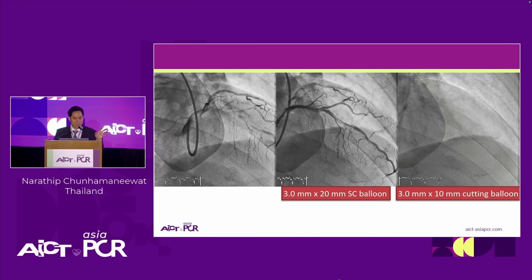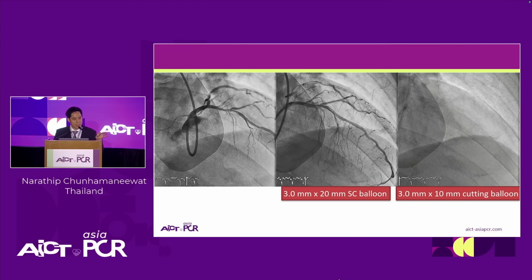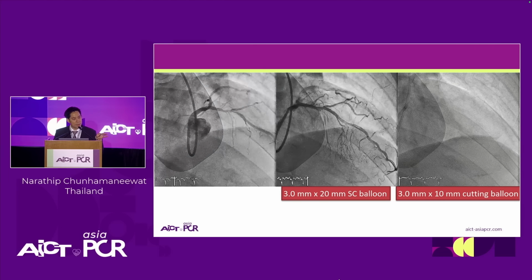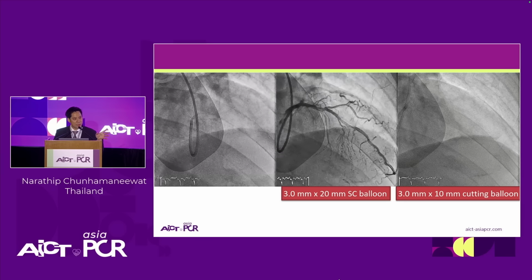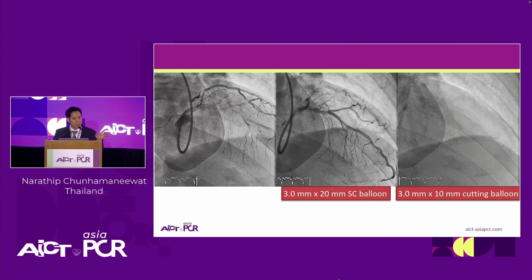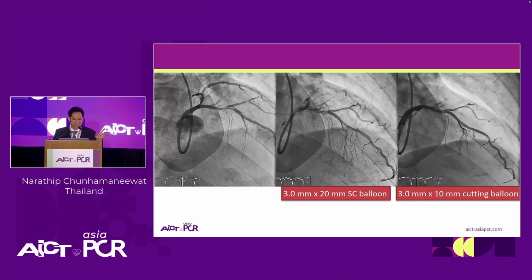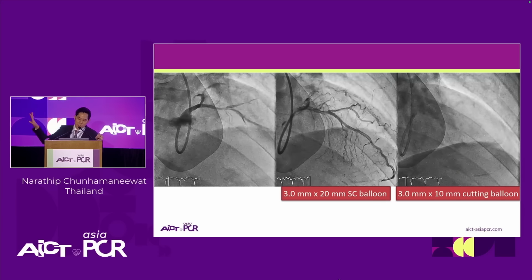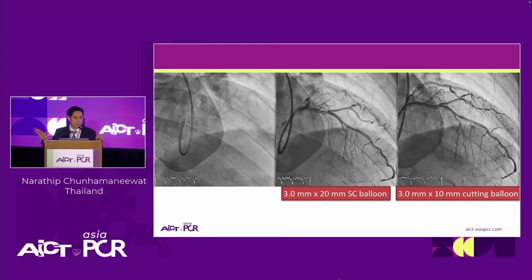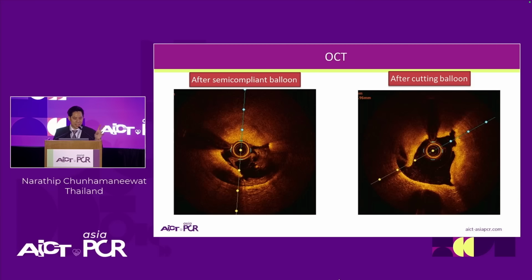So the middle picture is after a 3.5 by 20 semi-compliant balloon. I thought it was not bad. So are we ready to place the drug-coated balloon? No, I'll show you the imaging later. And the right picture is after a 3.0 by 10 cutting balloon. This is the key that I want to show you. The left one is after the semi-compliant balloon.